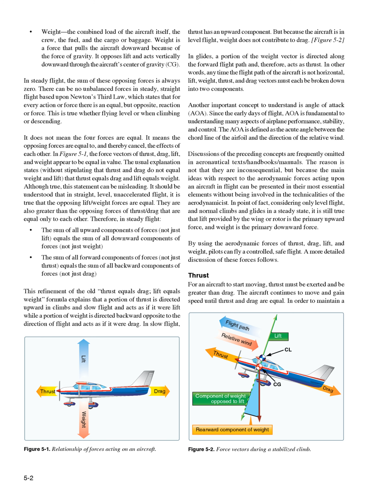texts/handbooks/manuals. The reason is not that they are inconsequential, but because the main ideas with respect to the aerodynamic forces acting upon an aircraft in flight can be presented in their most essential elements without being involved in the technicalities of the aerodynamicist. In point of fact, considering only level flight, and normal climbs and glides in a steady state, it is still true that lift provided by the wing or rotor is the primary upward force, and weight is the primary downward force. By using the aerodynamic forces of thrust, drag, lift, and weight, pilots can fly a controlled, safe flight. A more detailed discussion of these forces follows.